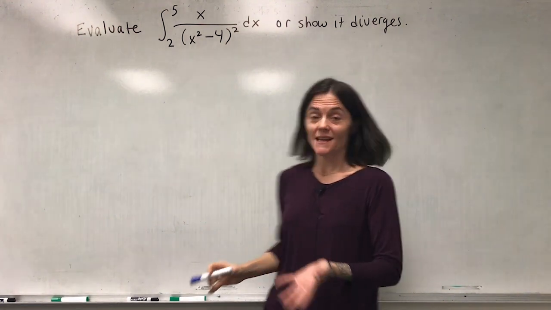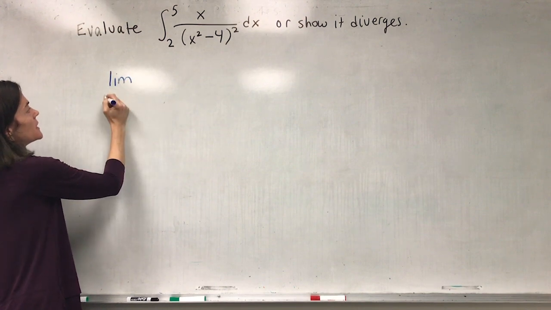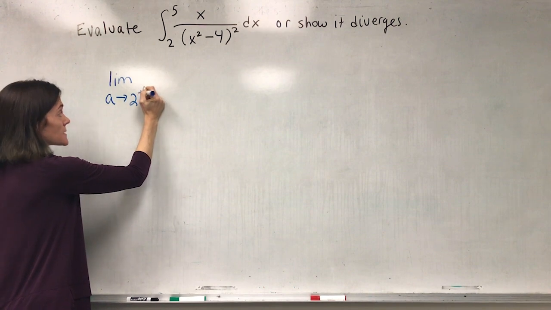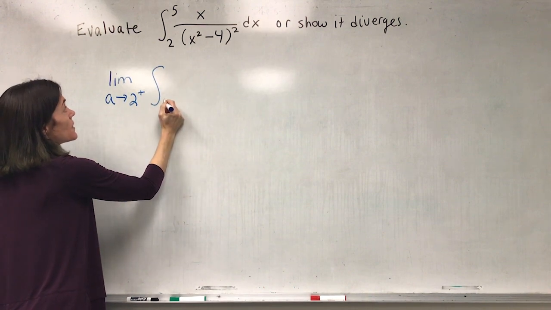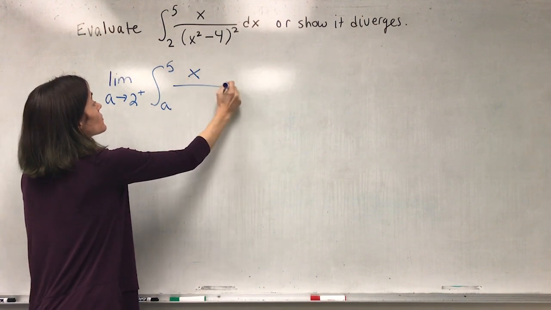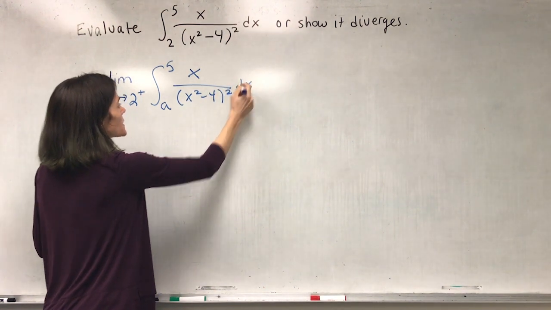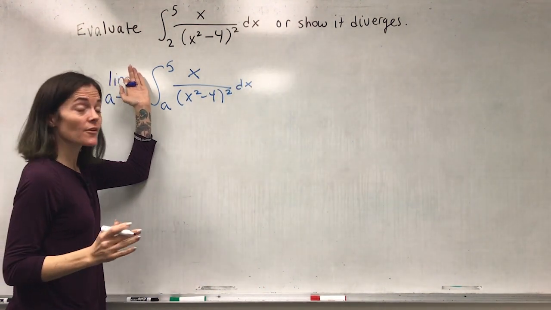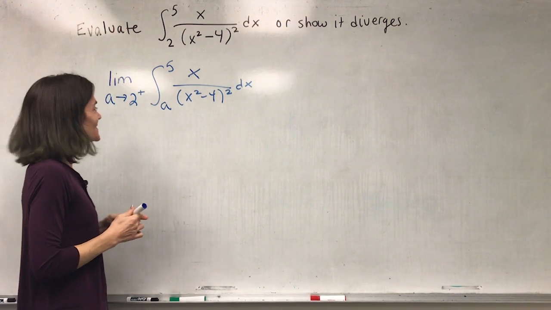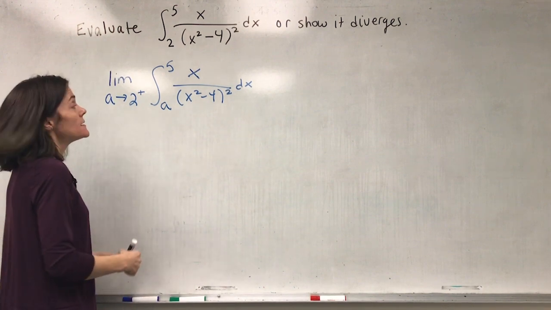Okay, so what even is this? Well, we know by definition this is a limit. Let's say as a goes to 2, the integral from a to 5 of x over (x squared minus 4) squared dx. So we have this definite integral from a to 5, then we take a limit as a goes to 2 on the right. Okay, well, this is substitution.